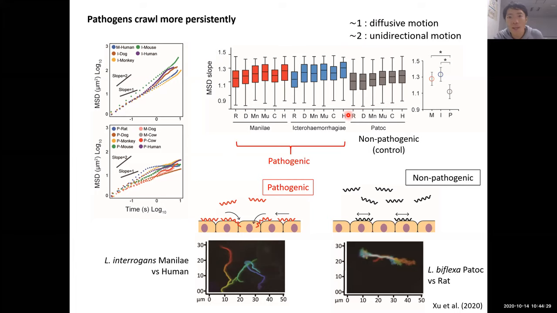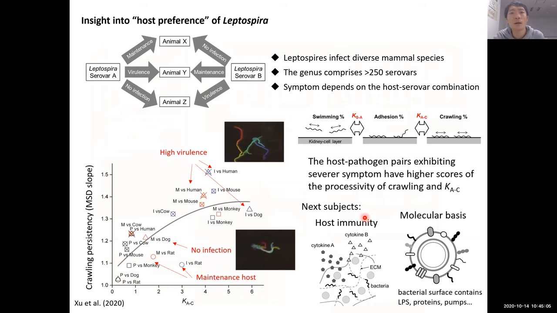So therefore, there is a significant difference between the pathogenic strain and non-pathogenic strain in the MSD slope. This means pathogenic species show persistent and directional motion on the cell surface. However, non-pathogenic species, even though they can move on surfaces, their movement is very diffusive, so they cannot disseminate on the cell surface by crawling. So insight into host preferences of leptospira can be discussed using such data.